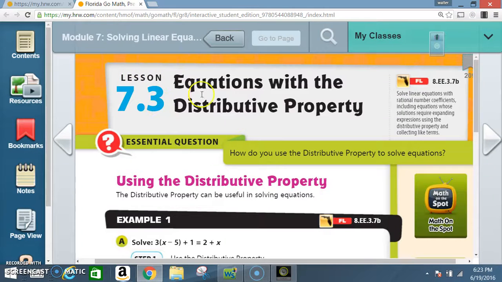Lesson 7.3, Equations with the Distributive Property.